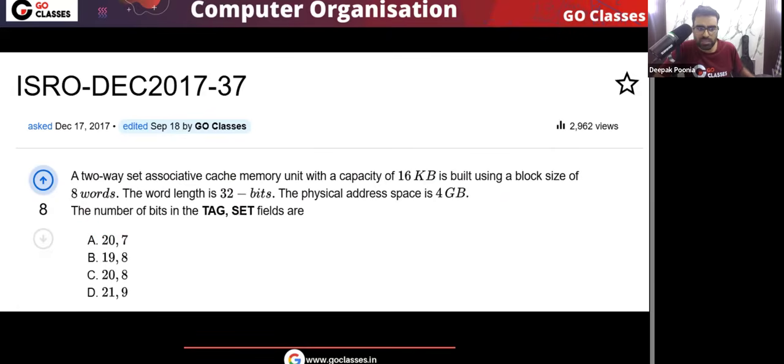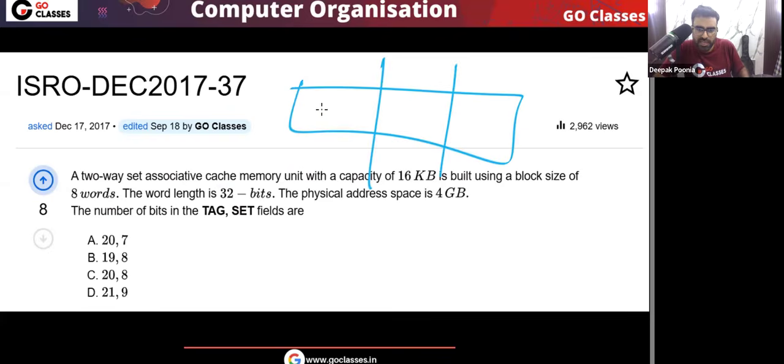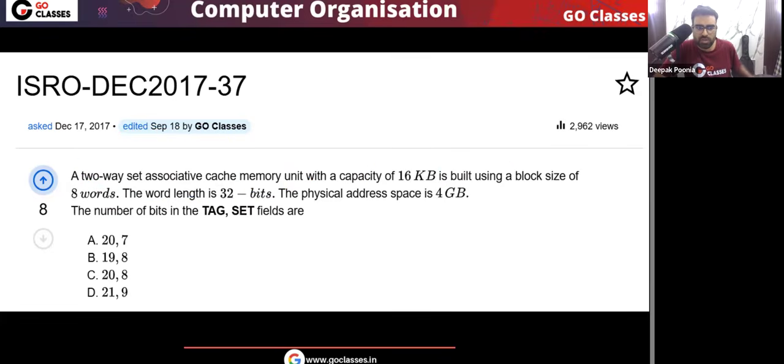So this is a very simple question. We have a set associative cache memory. In a set associative cache memory, the physical address we can divide into 3 parts: tag, index, and block offset. And in the set associative cache, index means set index. Yes or no? So let's solve this question. First, let's find the block offset size, or I can say the number of bits required for block offset.